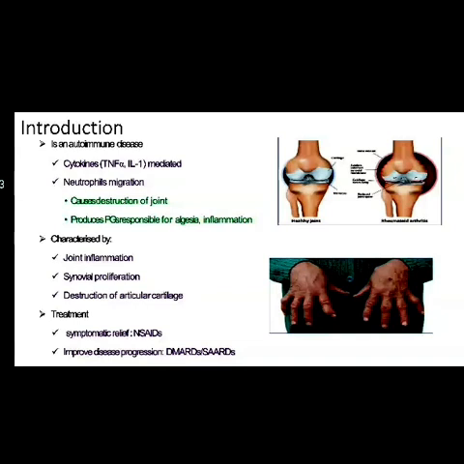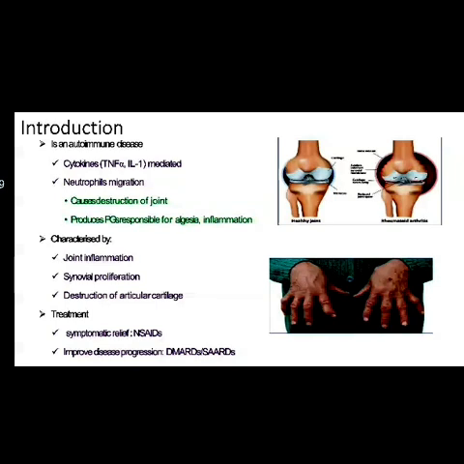It is an autoimmune disorder which is characterized by increased levels of cytokines like TNF alpha, interleukins, and some neutrophilic migrations. It causes destruction of joints, which produces prostaglandins, which are responsible for pain and inflammation.